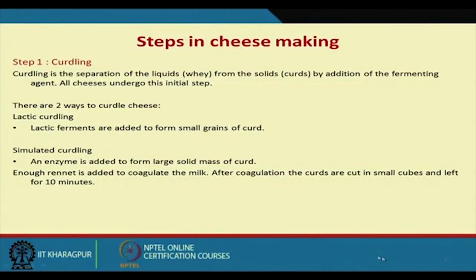Now, if you look at step 1, that is the curdling process, what you call the curd making process. I told you first you have to pasteurize the milk, and pasteurization is a process through which you can kill the pathogenic organisms. Curdling is the separation of the liquid from the solid by addition of a fermenting agent, and all cheese undergoes this initial step. Curd making is the initial step of the cheese making industries. There are two ways of curdling the cheese: one is lactic curdling and the other is simulated curdling.